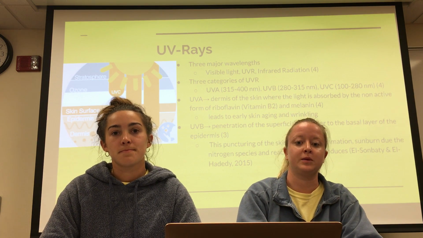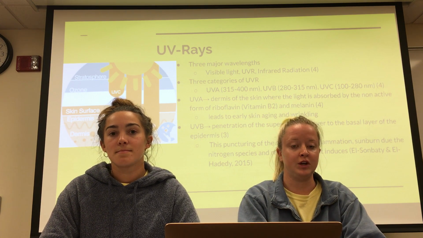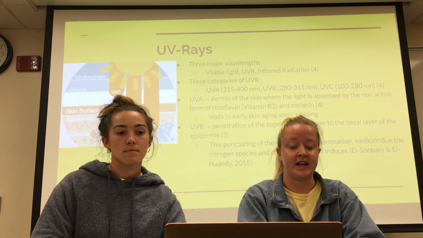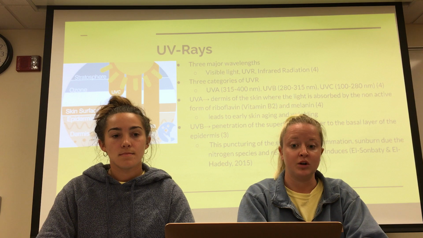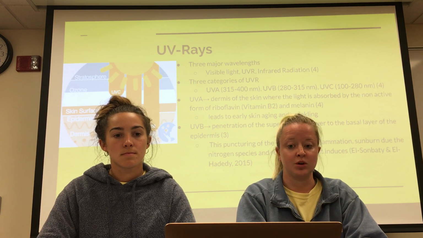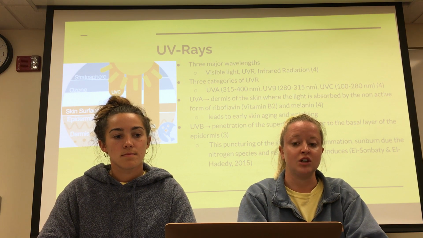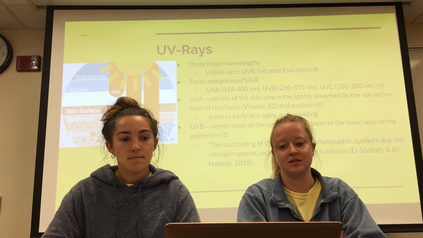So the first part we're going to talk about is UV rays. There are three major wavelengths, which are visible light, UVR, and infrared radiation. There are three categories of UVR: UVA, which is 315 to 400 nanometers, UVB, which is 280 to 315 nanometers, and UVC, which is 180 to 280 nanometers.